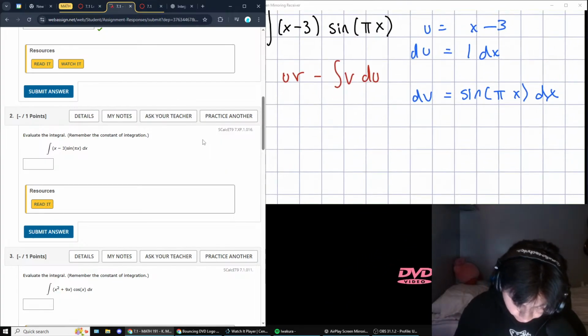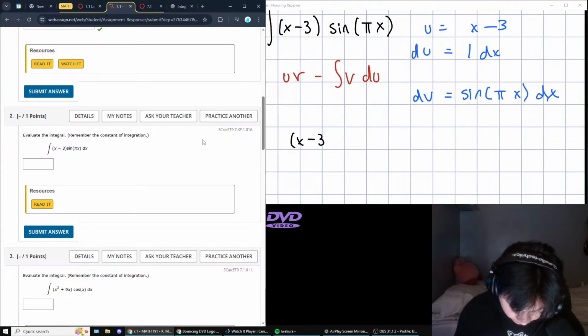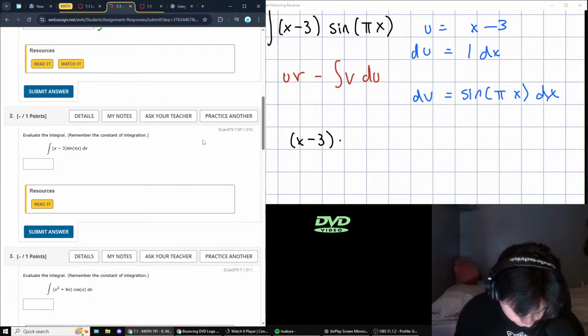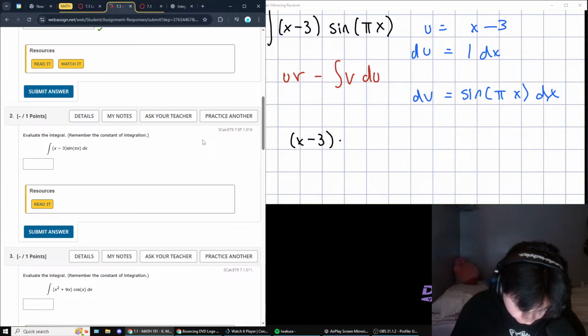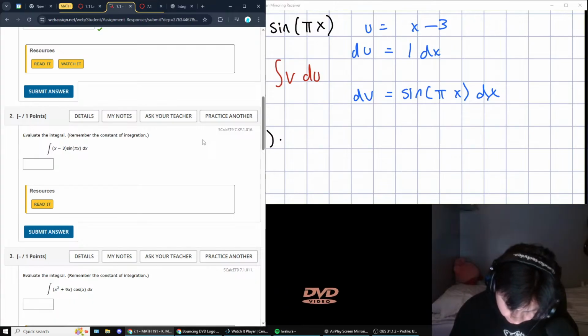So we have our u being x minus 3 times v, which would just be sine. The integral of this should be, u is equal to pi.